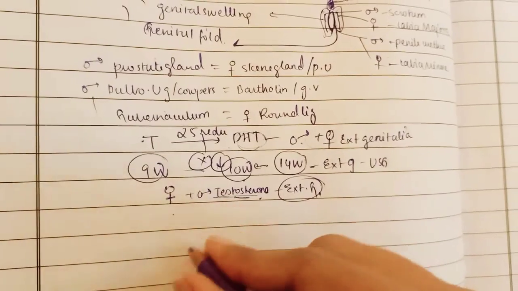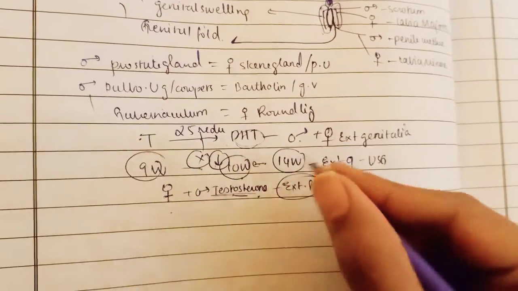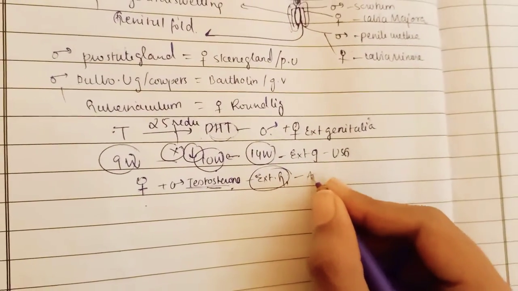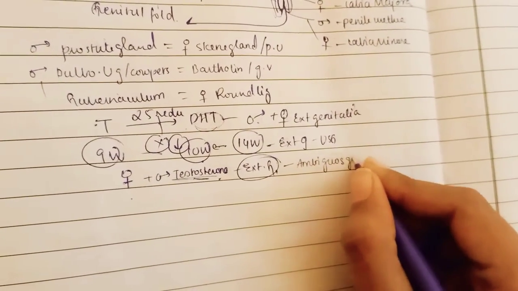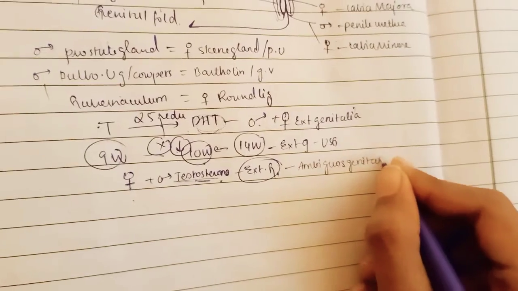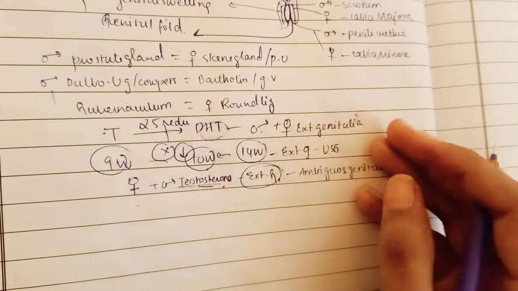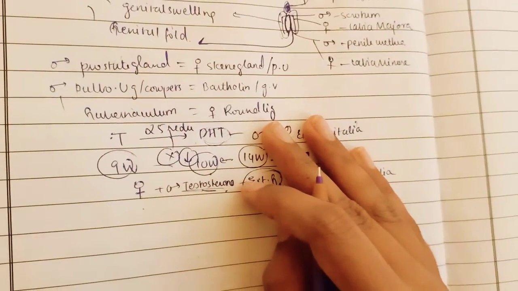So this condition may lead to development of male external genitalia, and this is called ambiguous genitalia. Ambiguous genitalia means the male having female or the female having male external genitalia.